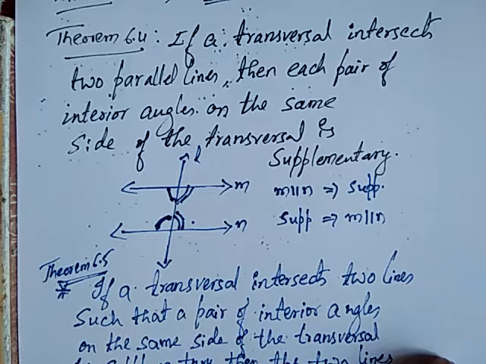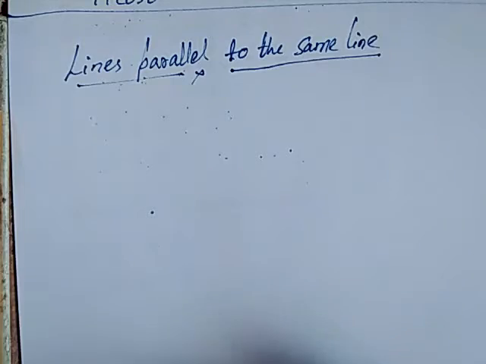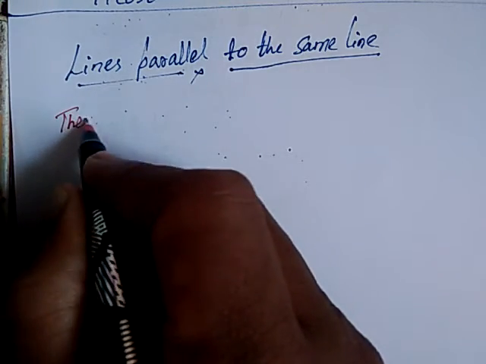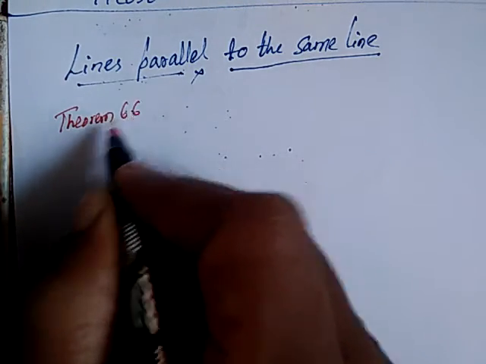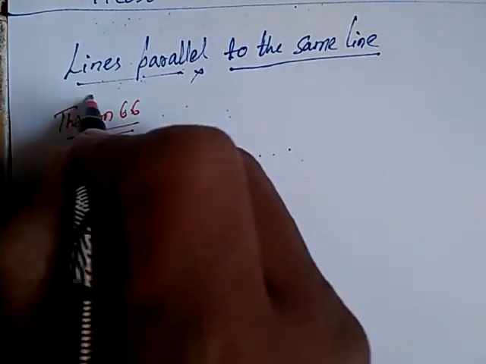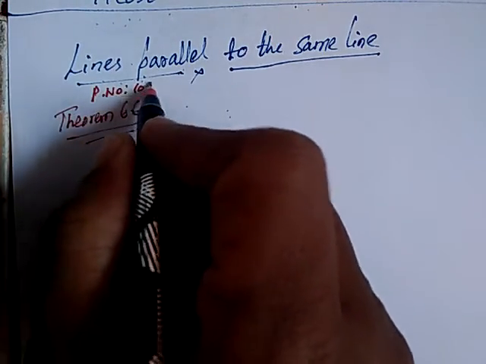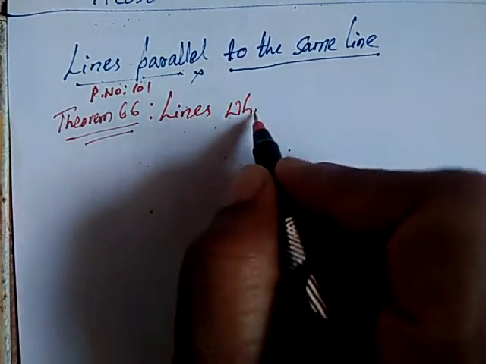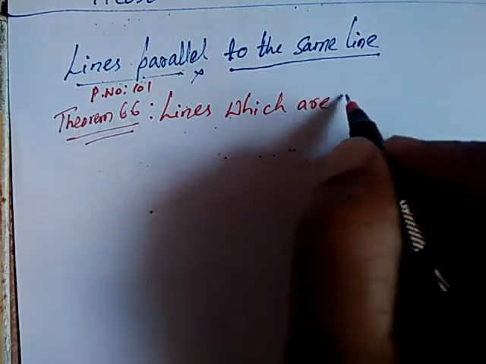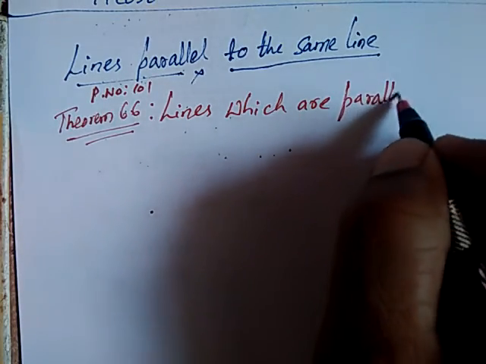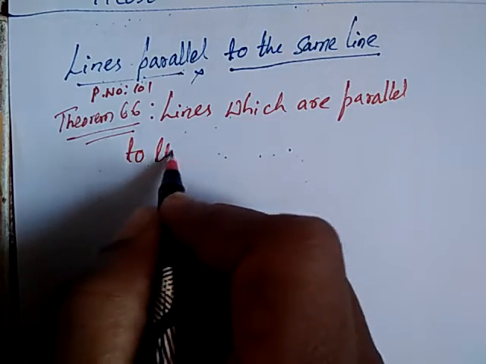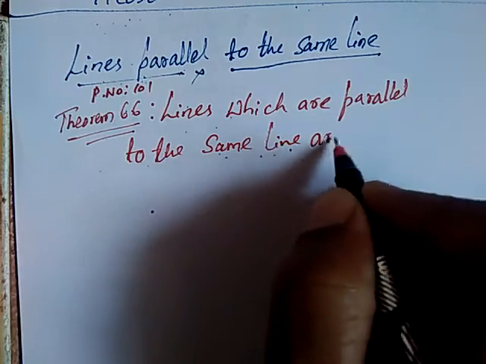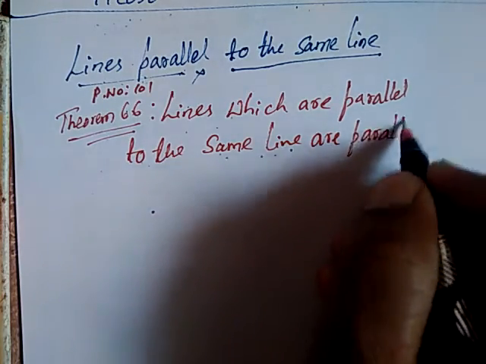The next one is lines parallel to the same line. One theorem you can write here, theorem 6.6, from your textbook, page number 101. Lines which are parallel to the same line are parallel to each other.